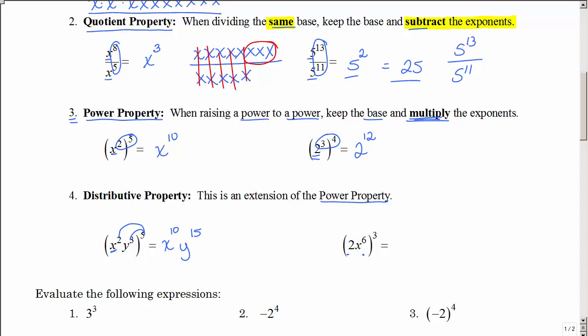Now here, this is one a lot of people miss because they think, oh, I do it to the x's, but I don't do it to the numbers. That 2 is raised to the first power. So I want 2 to the third power and x to the 18th. Now since that's small enough, I could go ahead and calculate that out. 2 times 2 is 4, times 2 is 8, x to the 18th power.